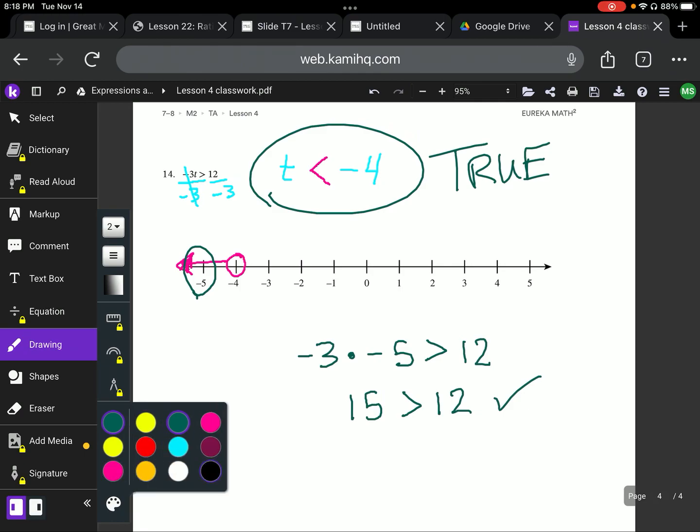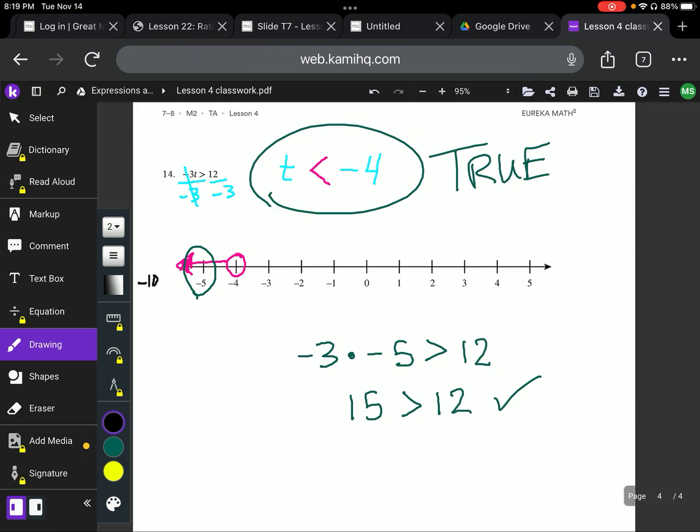Even though my number line on this page is pretty short, I can imagine, right? Negative 10 is over here, still on my number line. I could pick negative 10 to check. Negative 3 times, instead of writing t, I'm writing negative 10. Is that greater than 12? Well, negative 3 times negative 10, 3 times 10 is 30. A negative times a negative is positive. 30 is greater than 12. So that does, in fact, work.